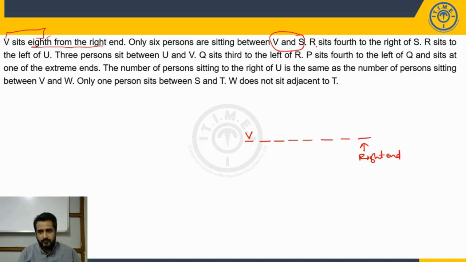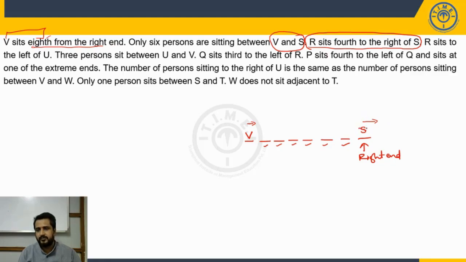But if you combine with this statement, R sits 4th to the right of S. Let's take an example. V is here. Let's say 6 persons are between V and S when counted to the right of V: 1, 2, 3, 4, 5, 6. 6 people are there. Only 6 persons sitting between V and S. Now S is at the right hand position. But it is mentioned R is 4th to the right of S, so to the right of S we have to place R. When S itself is at the right end, R cannot be to the right of S.